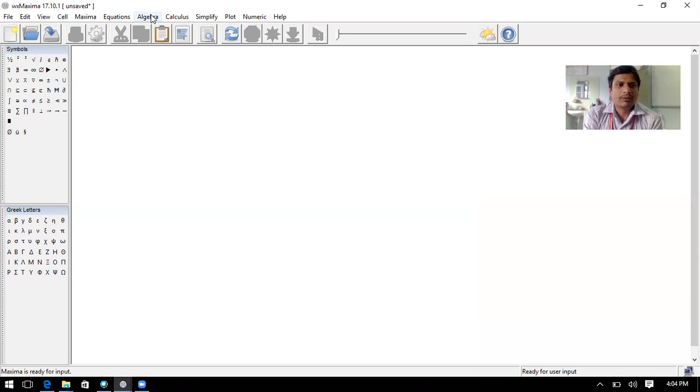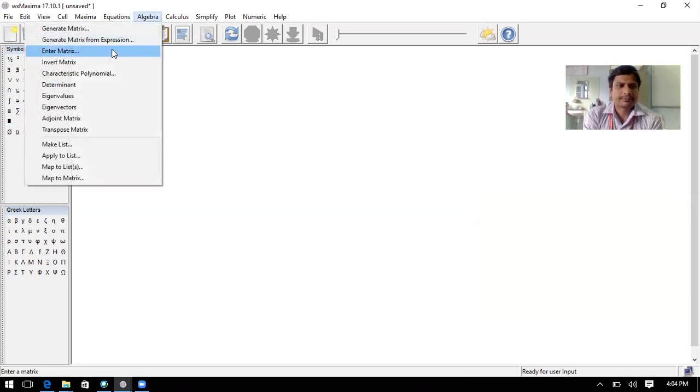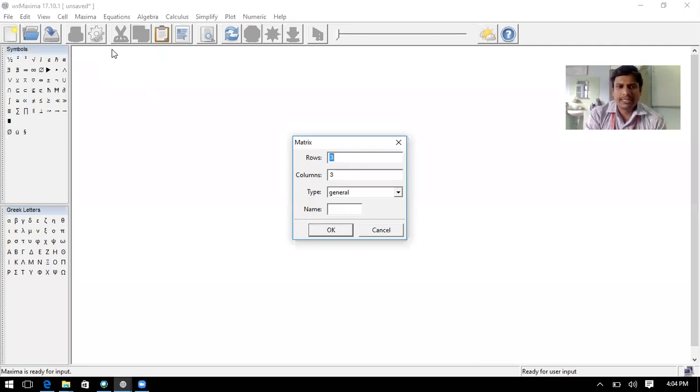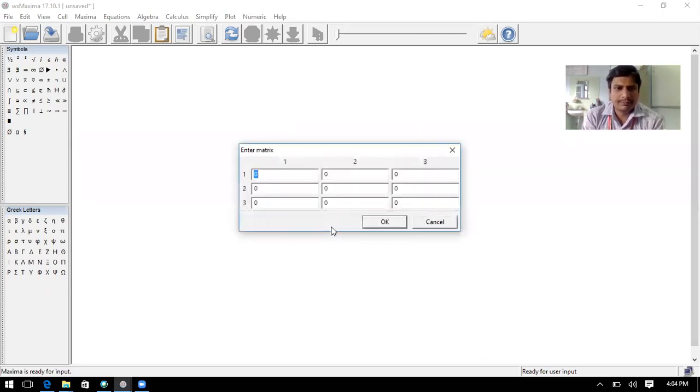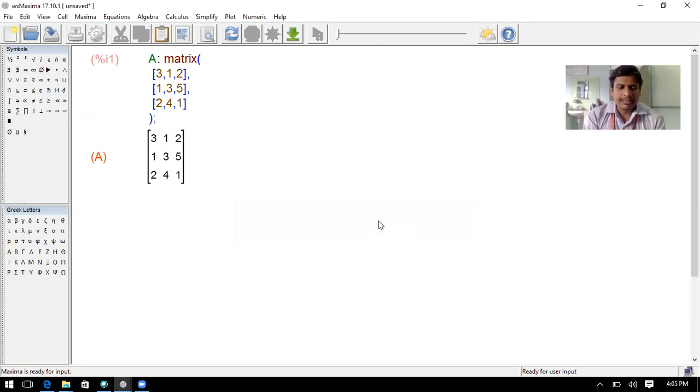This is Algebra. Okay, enter a matrix. We take any one with 3 rows, 3 columns. That matrix name is A. Then press the matrices. The A matrix elements are 3, 1, 2, with tab between each. Then second row 1, 3, 5. Next third row 2, 4, 1. Then press OK. That is the A matrix.